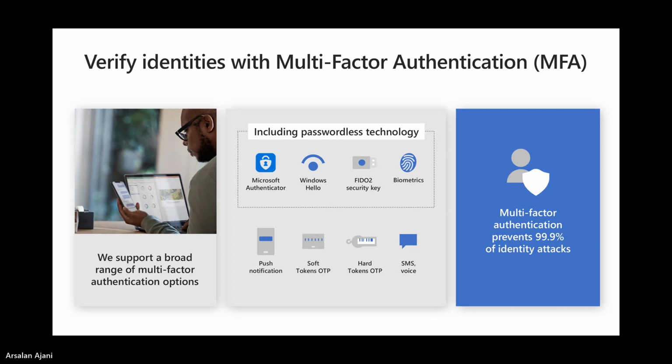If your company uses FIDO2 security keys, these can be used as a form of authentication. And just like we already touched on earlier, biometrics are another way you can authenticate without passwords. We also do have other options available for MFA, which include push notifications, soft tokens, hard tokens, SMS, and voice, just to name a few. Now I will pass the mic over to Arsalan, who will be discussing ways to enable MFA.